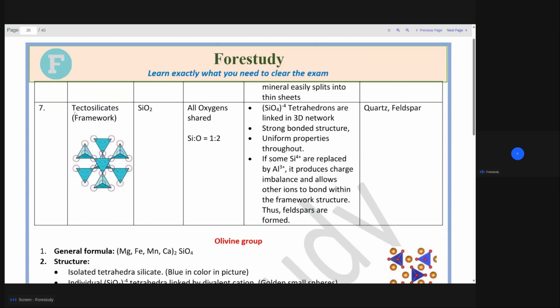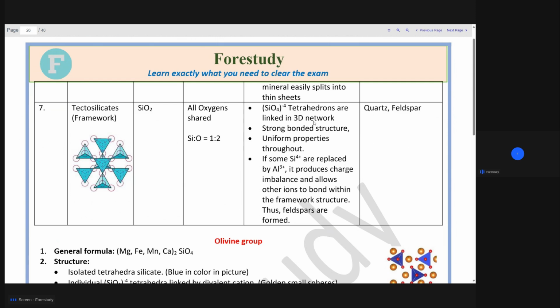But last is tectosilicate. Remember, tectosilicate is a complete framework of silicate. 3D structure like quartz. Quartz is very hard, a complete 3D structure. Quartz, feldspar. So SiO2 will be simple, 1 is to 2. All oxygens are shared with one another, 1 is to 2.